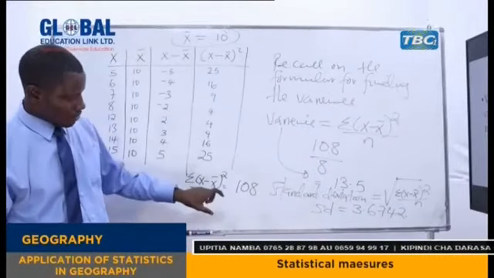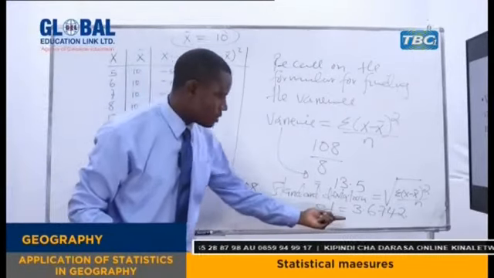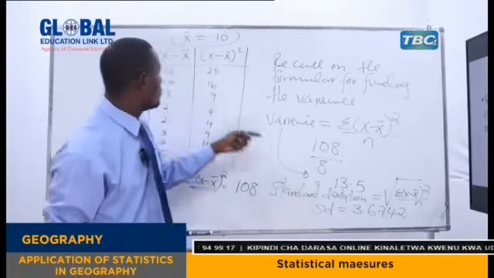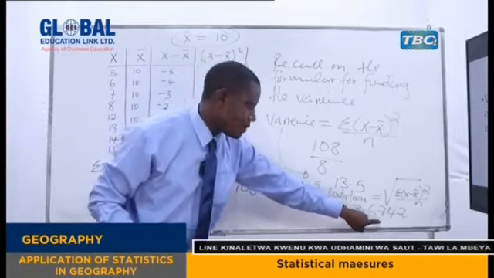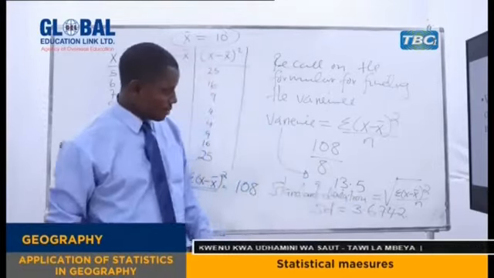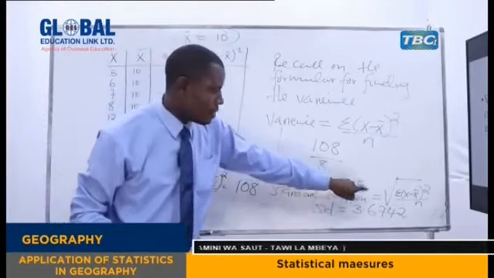If we recall it, then you can cross-check. It means the standard deviation from the mean, where we have the mean of 10, the standard deviation was 3.6742, and the variance is 13.5.